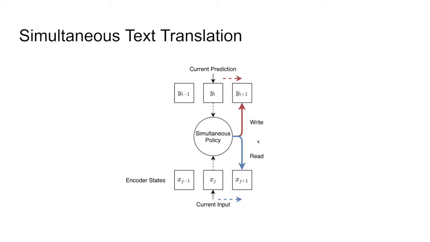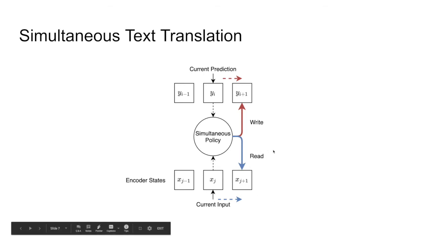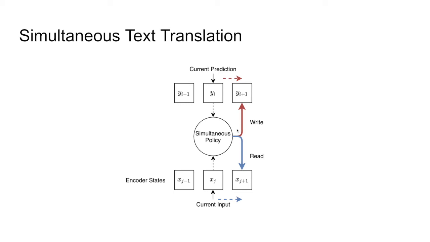Here is a general architecture for a simultaneous text translation model. During the decoding process, there is a simultaneous policy. It takes the current input and current prediction and predicts an action of whether to predict a new token on the target side, which is the write action, or to take a new source token on the source side, which is the read action. Due to the unique characteristics of speech translation that we mentioned before, directly applying this architecture to speech translation does not work that well.